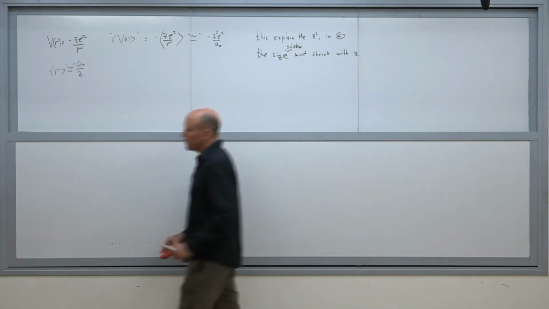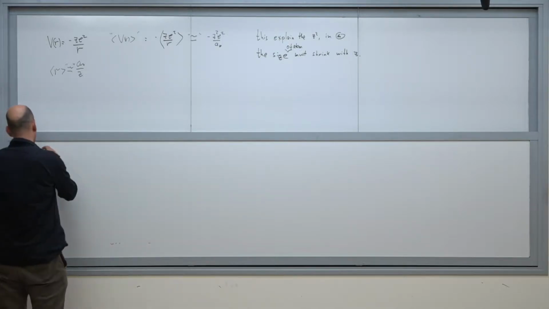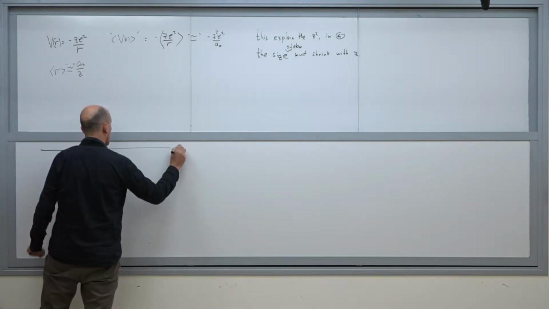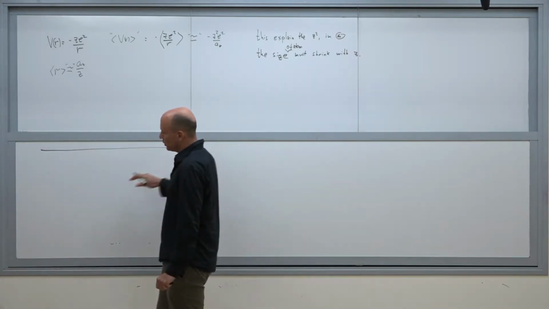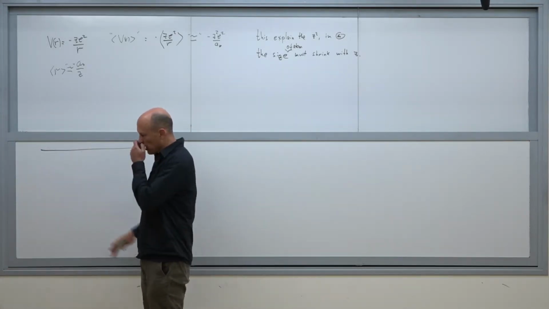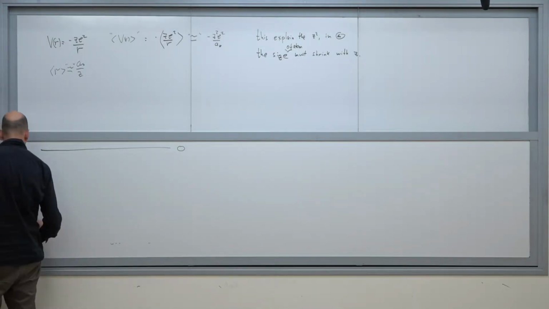So what is the energy level diagram? Here I'm going to plot the energy. This is the zero of energy. You can think about this as the potential. I'm going to plot the energy levels here, and I have first, for example, n equals 1.